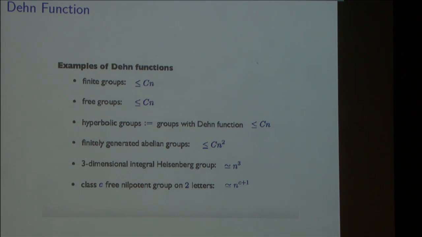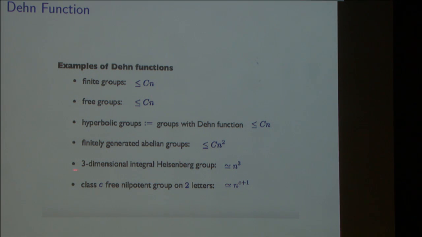Now, examples of Dehn functions. For finite groups, the function is less or equal than linear, right? Because of the exercise. Now for free groups, there are no non-empty van Kampen diagrams because there are no relations. So the Dehn function is, whatever we say, linear or 0. For hyperbolic groups, we know it's a linear function. For finitely generated abelian groups, it's a quadratic function.